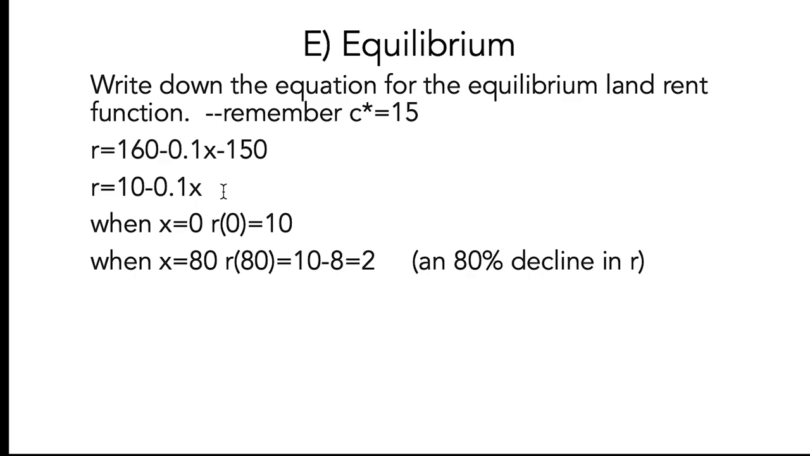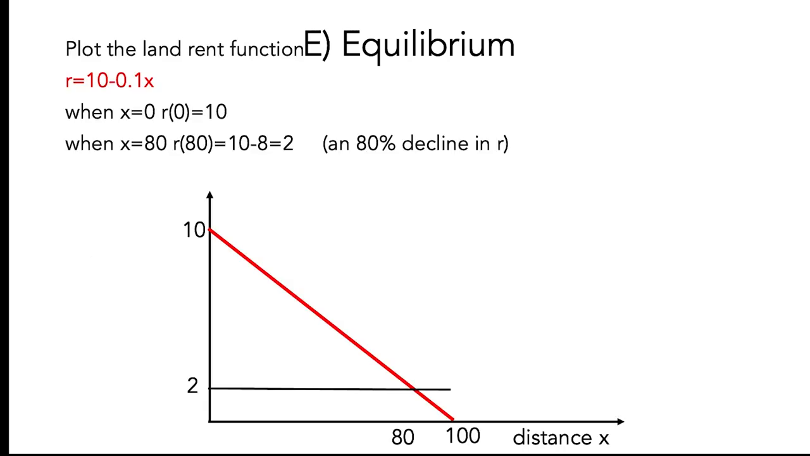Sometimes the distance is 0 when you are really there in the CBD, but sometimes distance will be 80 when you are the farthest from the CBD. And then there's all these values in the middle. So when you have a distance of 0, your rent is 10, and when you have a distance of 80, your rent is 2. Now we can just plot this.